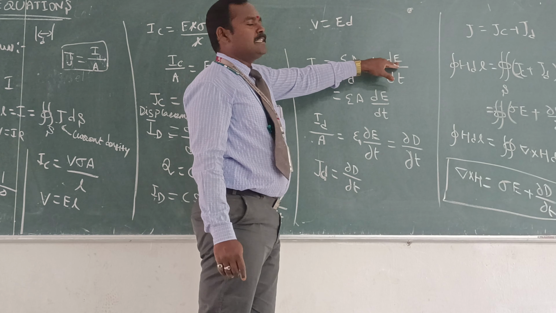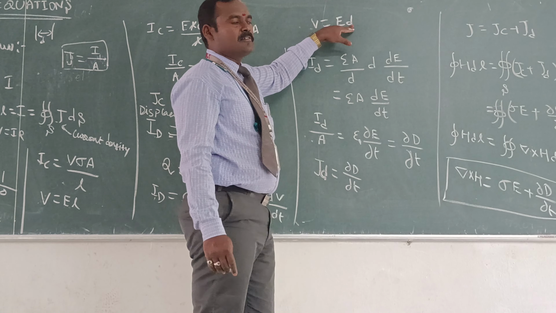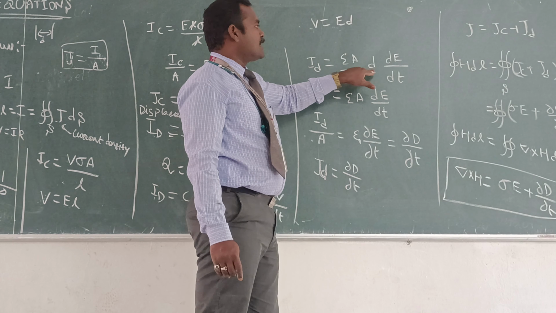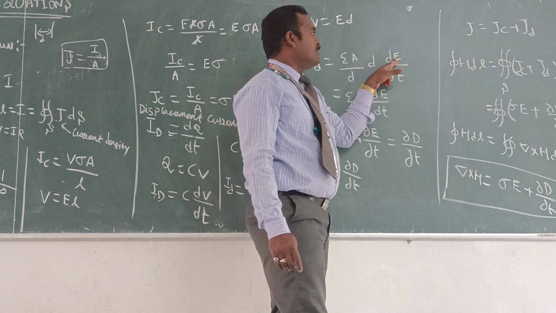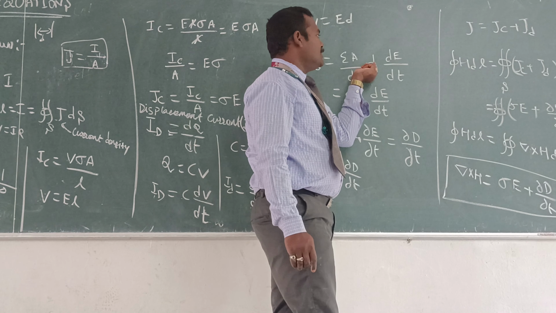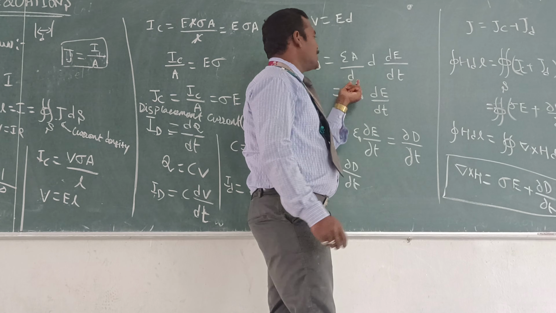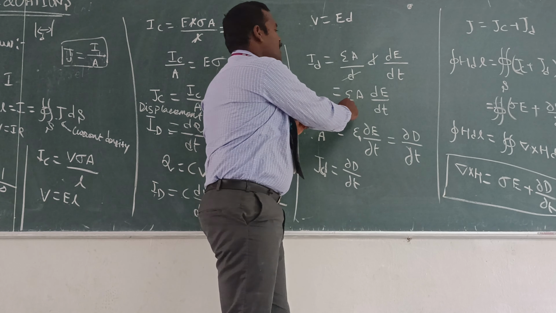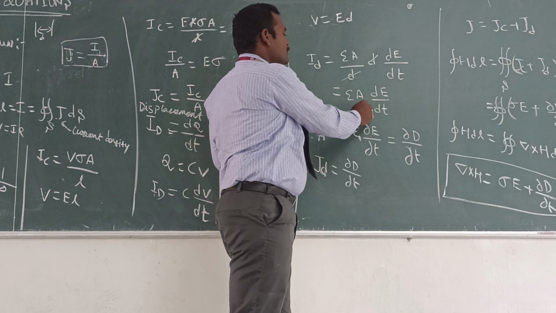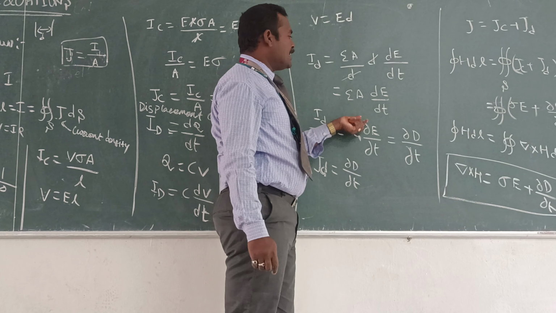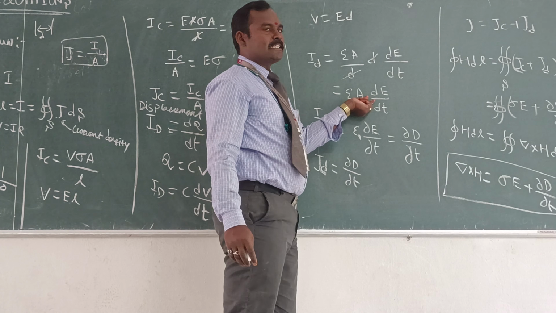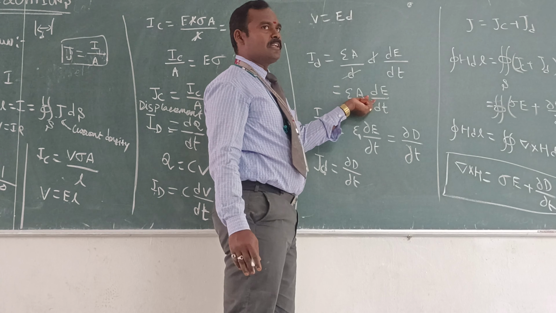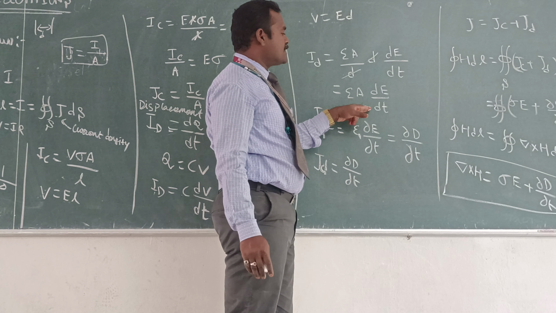In the differential form, the distance never changes, so you can keep it constant. So dV can be written as D into dE by dt. Again the D and D get cancelled. Then we have epsilon A into dE by dt, that is the differential term. Here we are considering only the electric field, since a change in electric field can produce a magnetic field, right? So the electric field alone we consider.